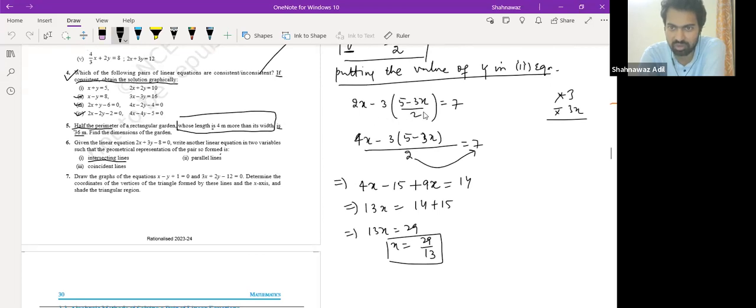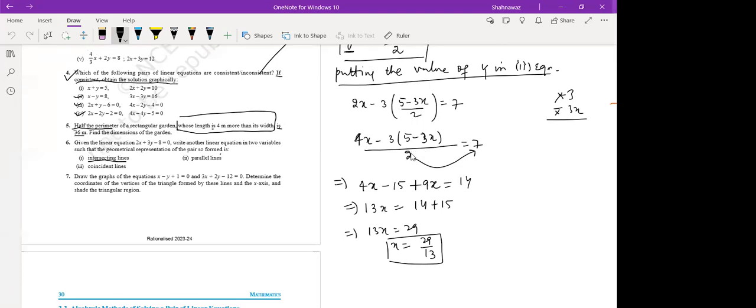We have this 2, which was in the denominator, so we take the LCM. So this becomes 4x, then minus 3 into (5 minus 3x), and this 2 then goes to the right hand side. I have a question: where does 4x come from?